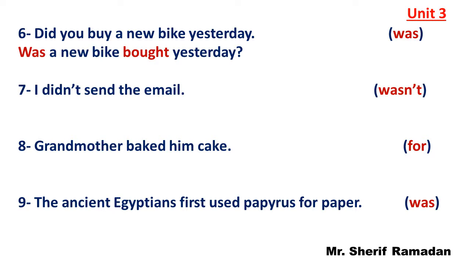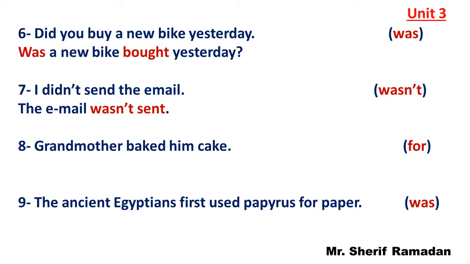Number 7. I didn't send the email. استخدم كلمة wasn't. هقول the email wasn't sent. wasn't ليه؟ لأن الجملة أصلا منفية. قلت didn't عندي في الجملة هنا يبقى بستخدم wasn't في الباسيف. The email wasn't sent.